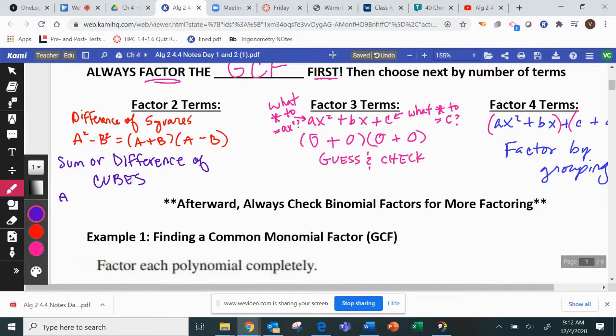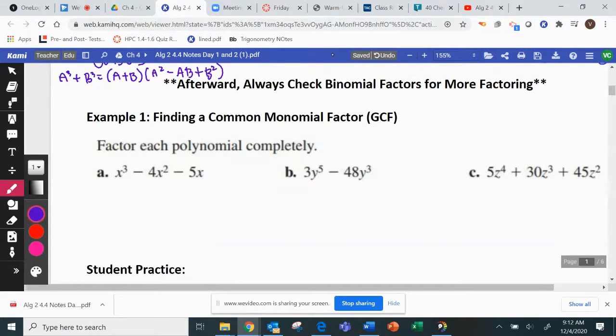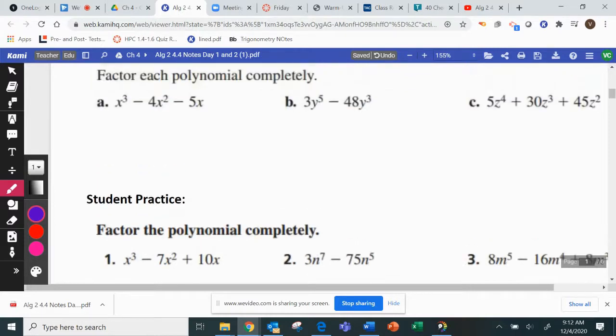So if I have, and of course I'll go over it when we get there, a cubed plus b cubed, I'm going to factor it to be in the form of a plus b, a squared minus ab plus b squared. So that's the formula. It's on the next page. We'll get there when we get there. But that's going to be new today. So if you're trying to write down that formula, it's on the next page. It's also in this video I'm recording.